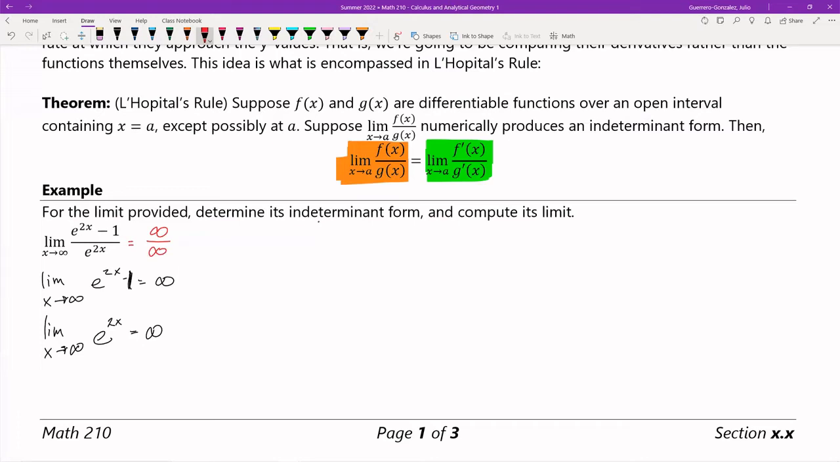Got it? Okay. So then I'm going to say f of x is going to be my top, e to the 2x minus 1, and g of x is equal to e to the 2x. So therefore, the derivative of this one is going to be 2e to the 2x. Let me actually write it out. F prime of x is equal to 2e to the 2x, and g prime of x is equal to 2e to the 2x.